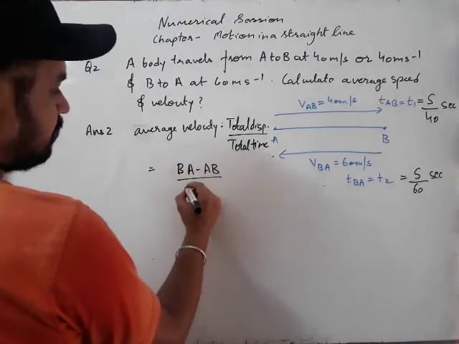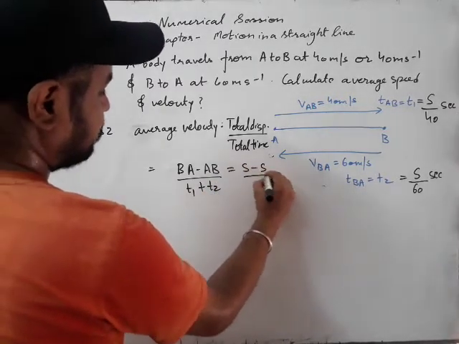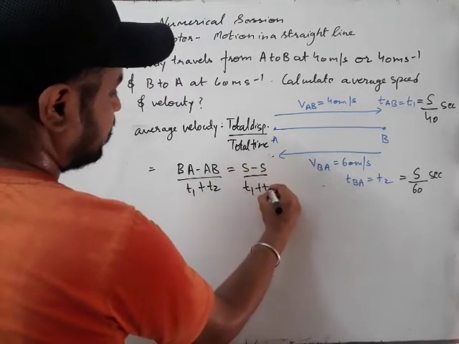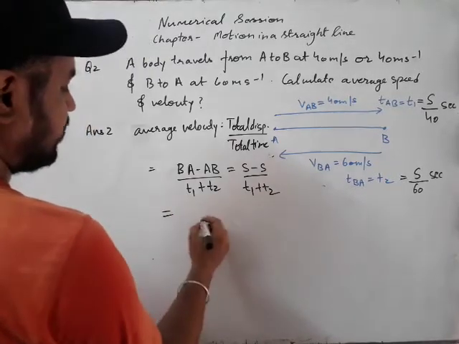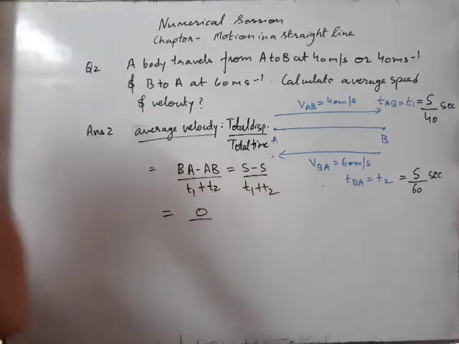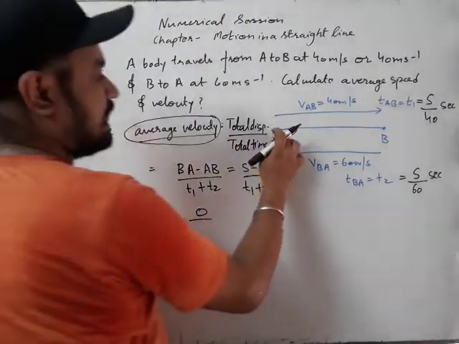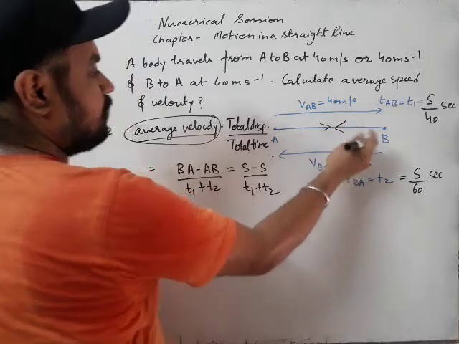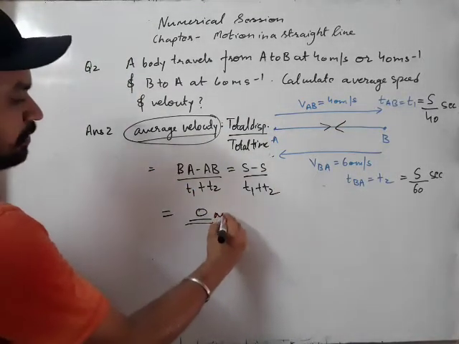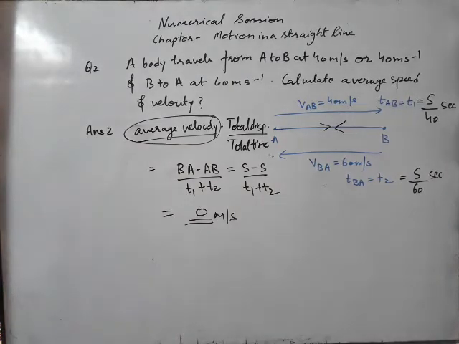So we will take the subtraction of both values, s minus s. There is no need to put the values of T1 and T2, since the numerator is 0, so it will completely be 0. So the average velocity for the complete cycle, A to B and B to A, will be 0 meter per second. So I hope this numerical is clear to you all.